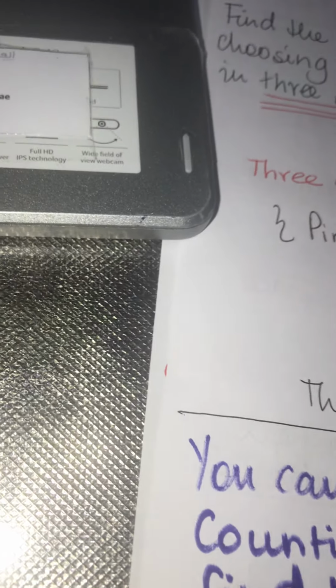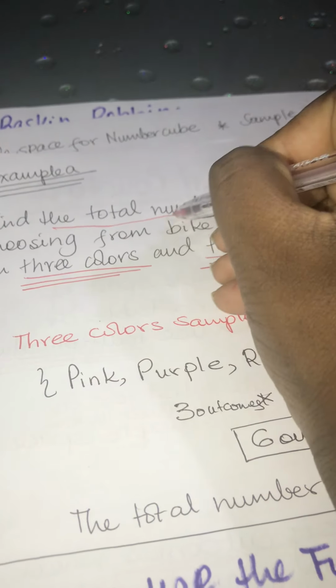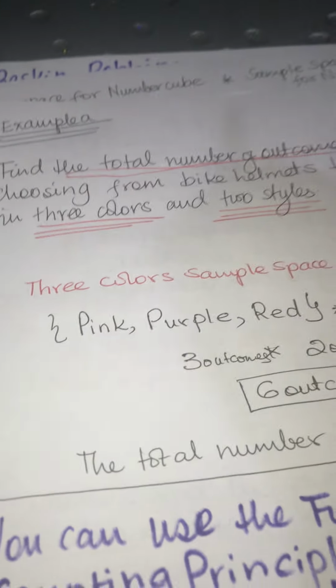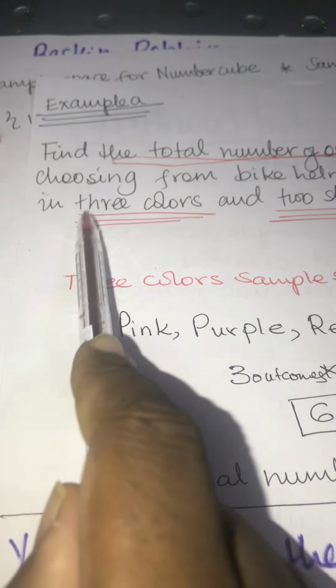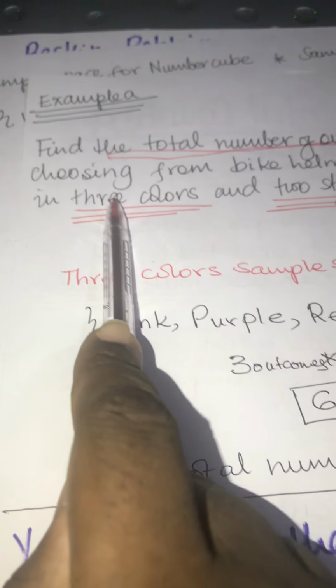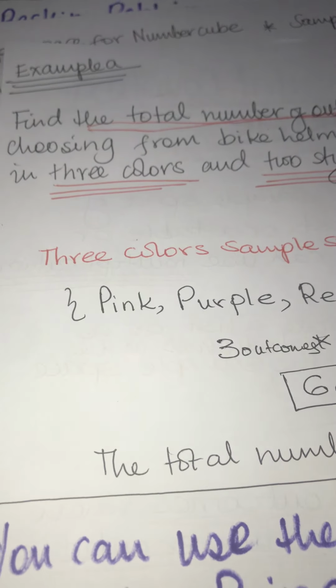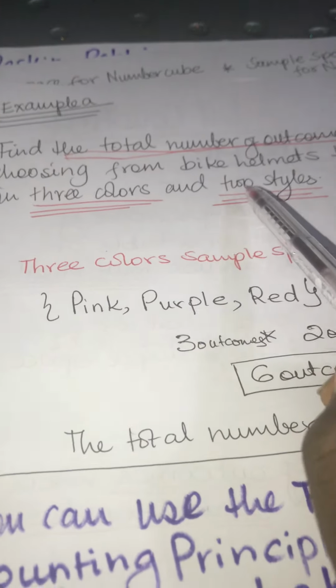Okay. Now, I did example A. Find the total, the keyword there, the total number of outcomes. That's what the question said it wants. They're telling you when choosing from bike helmets that come in 3 colors, that number is what I was looking for, and 2 styles. You should know how to read numbers in words. You should know how to read numbers in number form. So, 3 colors, 2 styles.